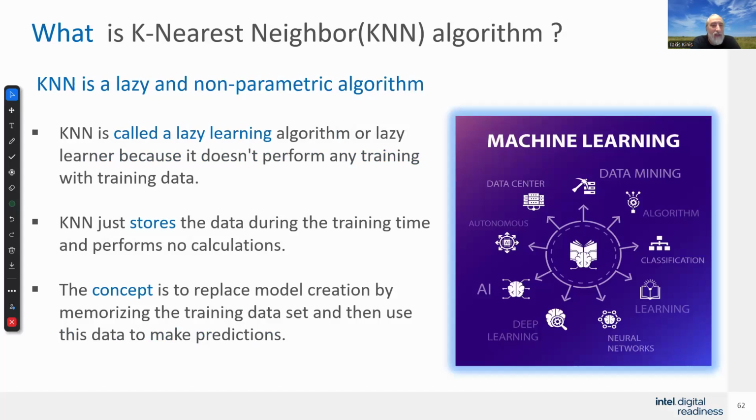Because the learner doesn't do any training with training data. It just stores the data during the training time and doesn't perform any calculation. So it's just storing the data. This is kind of interesting, right? And so what it says, the concept is to replace the model by memorizing the training data and then use the data to make predictions.